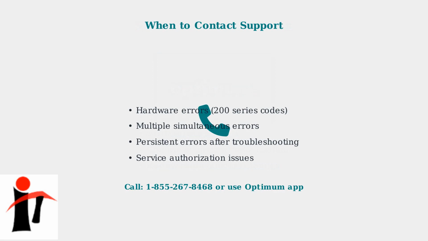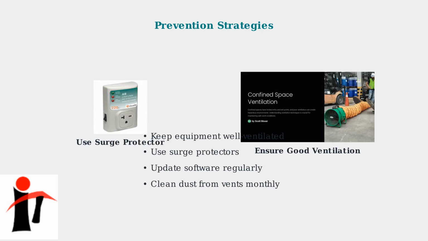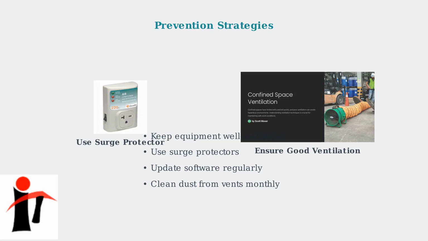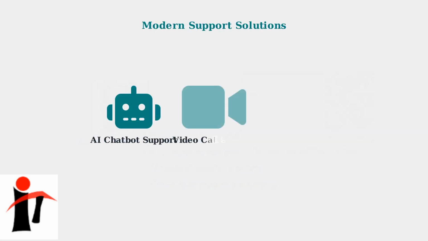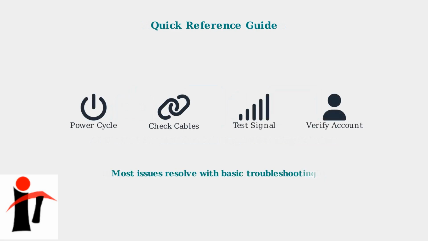This is especially important for hardware-related errors in the 200 series or when multiple error codes appear simultaneously. Prevention is always better than troubleshooting. You can avoid many error codes by following simple maintenance practices that keep your equipment running smoothly. Optimum is modernizing their customer support with artificial intelligence chatbots, video calling support, and streaming solutions that eliminate many traditional cable box problems entirely. Remember the 4-step troubleshooting process: power cycle, check connections, test signal strength, and verify your account.